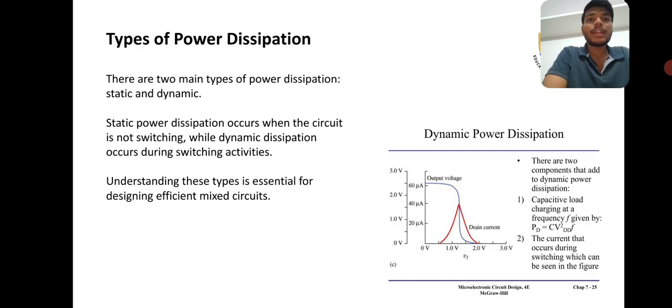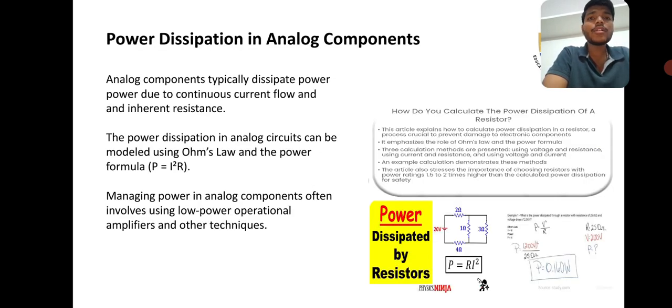There are two main types of power dissipation, static and dynamic. Static power dissipation occurs when the circuit is not switching, while dynamic dissipation occurs during switching activities. Understanding these types is essential for designing efficient mixed circuits. Dynamic power dissipation. And next, power dissipation in analog components.